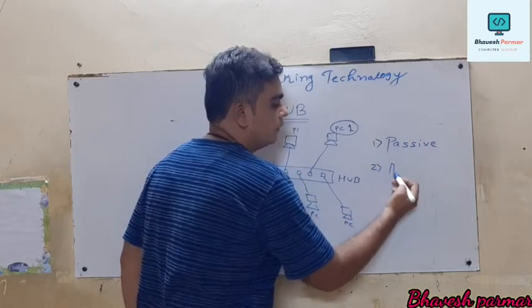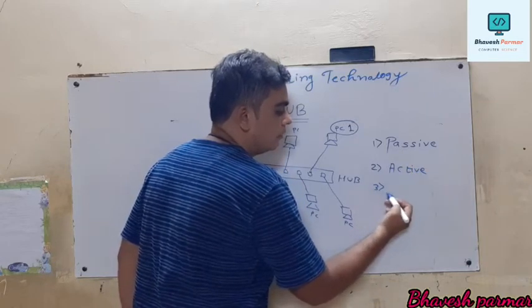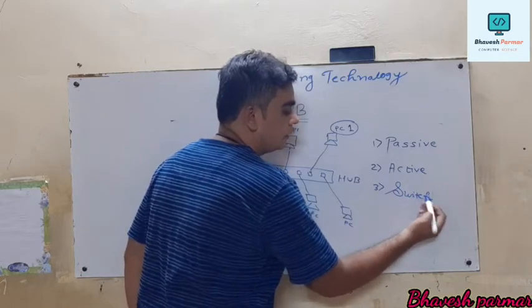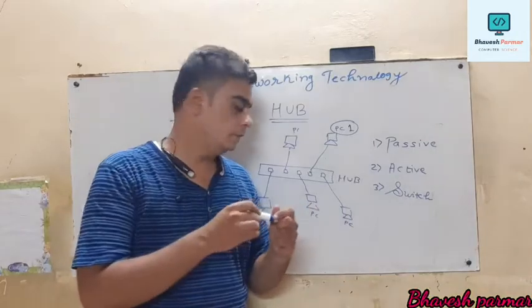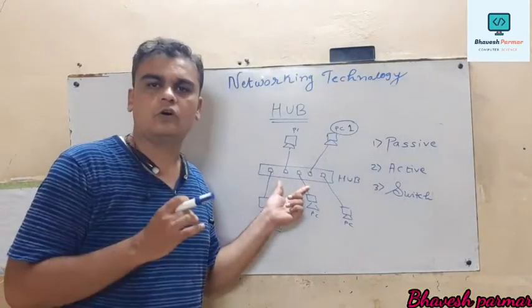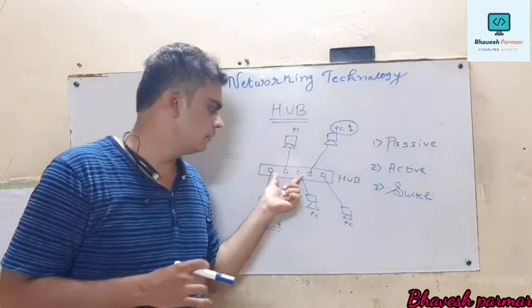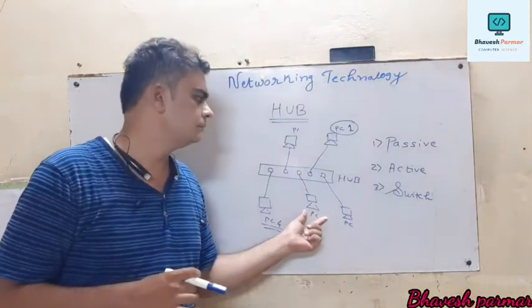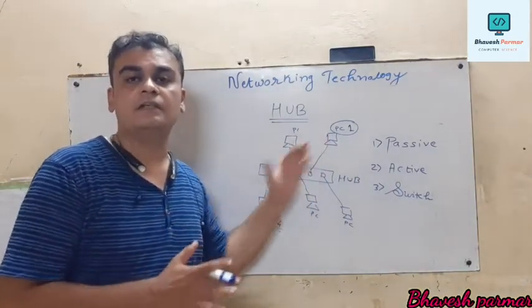The second type of hub is called active hub, and the third type of hub is called switch, or you may also call intelligent hub. As we know, the basic phenomenon of a hub is that it receives the signal from one computer, processes it, and transmits it to the destination computer. It means it is an intermediator between computers.